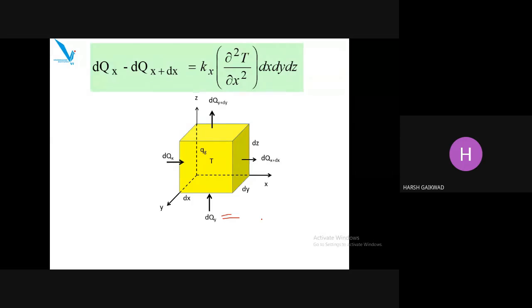So ky into del square t upon del y square. What? So ky into minus dabba ky, into del square t upon del y square. Ky into area. Now what is the area perpendicular to the heat direction? This one, right? So it is dx into dz. And the change in temperature in y direction. Understood?